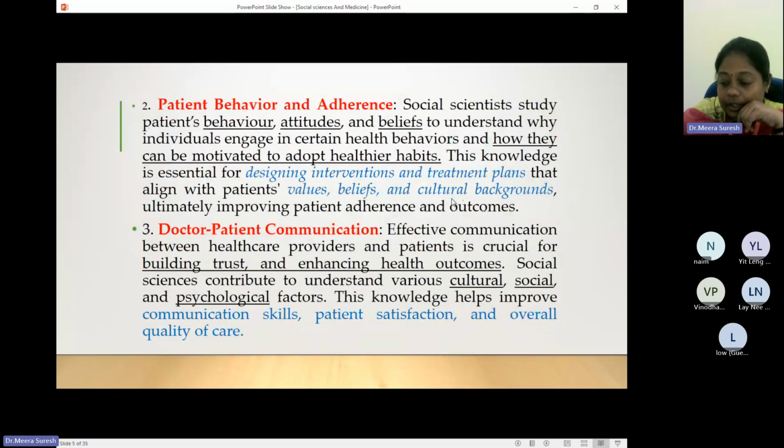For some cultures, the weaning practice will be very different. They will give only a particular set of food to the baby, but that may not be nutritious enough. The baby may then have malnutrition, so we have to know about their cultural practice to motivate them to change it. Otherwise, it is not easy. Then doctor-patient communication will be very effective if we know about their practice. It is essential for building trust and enhancing health outcomes. So we should know about their cultural, social, and psychological factors also.